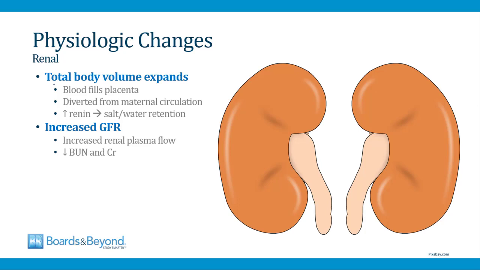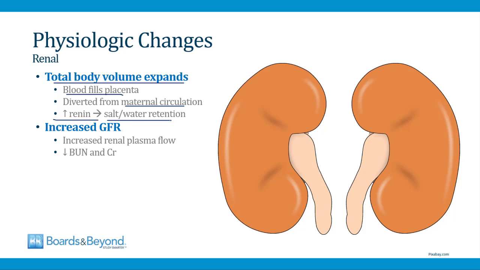In terms of the kidneys, the major change is that the total body plasma volume expands. Blood fills the placenta, which diverts blood away from the maternal circulation. That's sensed by the body, and the renin levels go up. This leads to salt and water retention. So women who are pregnant always carry around lots of extra blood volume.